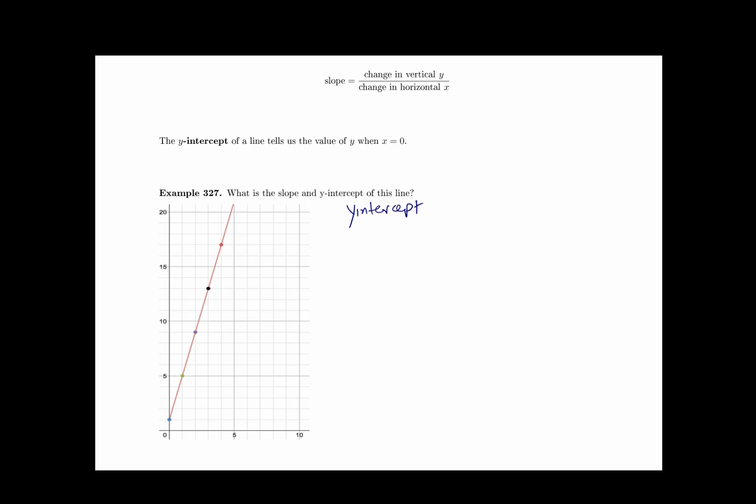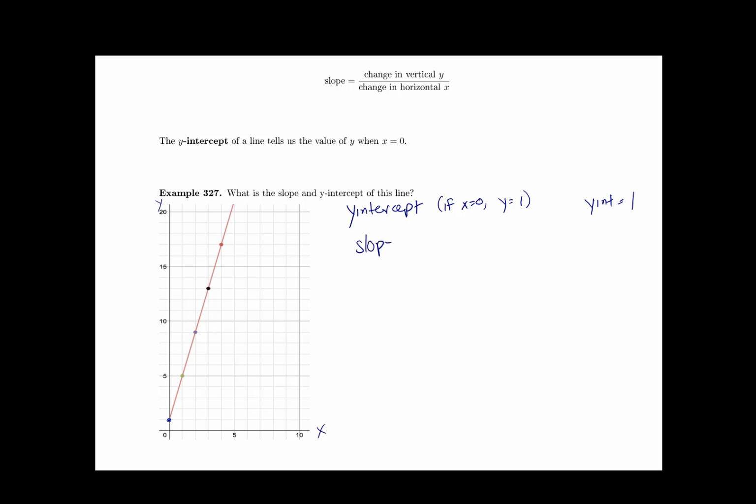So y-intercept means if x equals 0, y equals what? So let's figure that out. So this is our x-axis, this is our y-axis. When x equals 0, it looks like y equals 1. So that means our y-intercept equals 1.